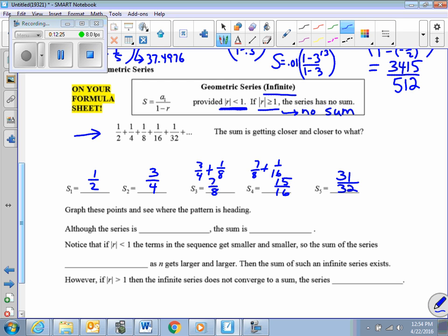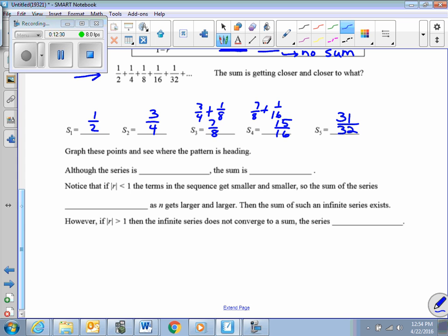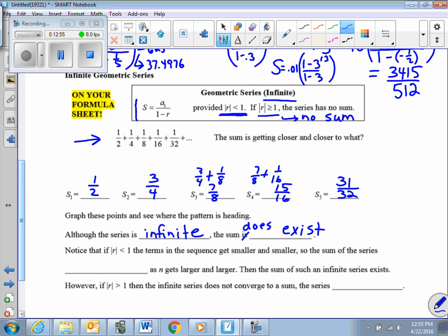So if I keep going, what am I doing? I'm getting closer and closer and closer to 1. If you graph this, you would see that. So although this series is infinite, the sum does exist. We can find a sum, and we can find it using this little formula right here.